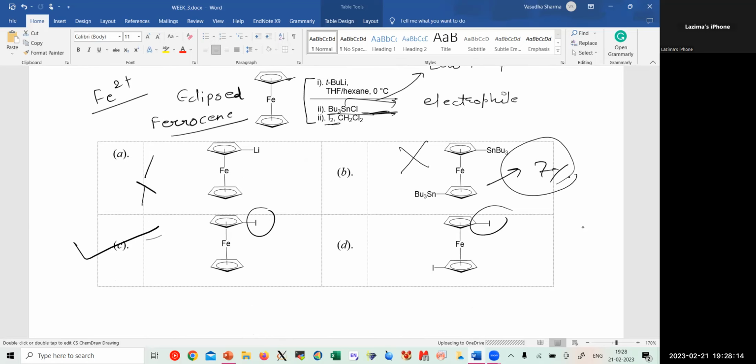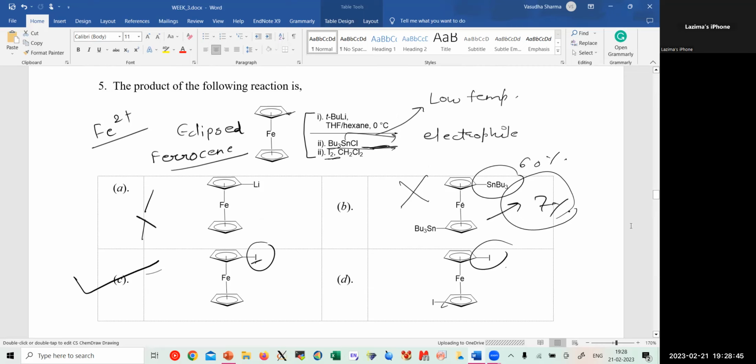Why only the C option? Because already I told that from this mono substitution, iodine is coming, which is in 60%. For di-substitution to happen, this 7% compound has to convert, which is already in less quantity. So to get the di-substitution from the less quantity is very difficult. That's why the major product that we get is the mono substitution of your iodine. Is it clear?